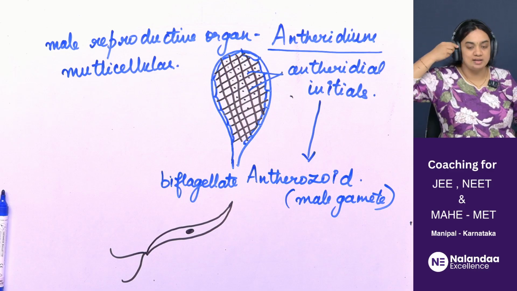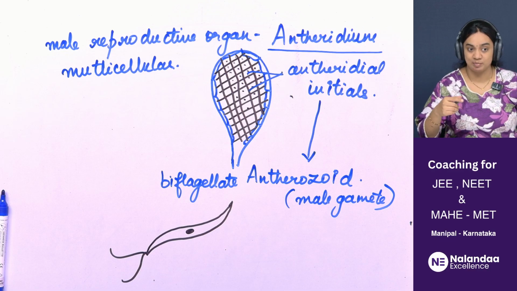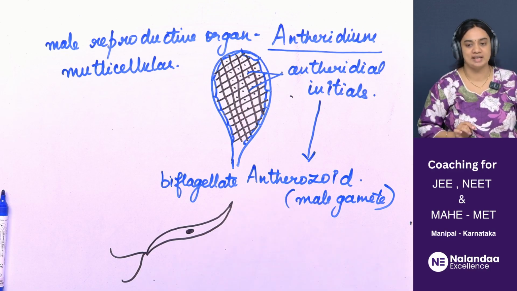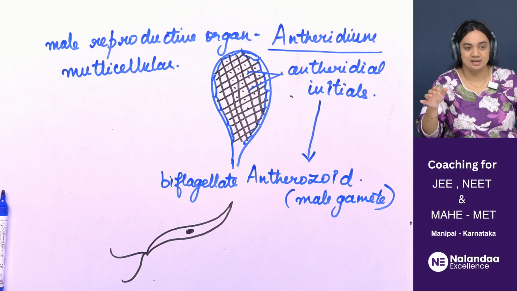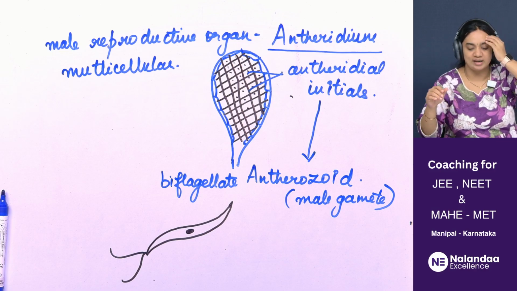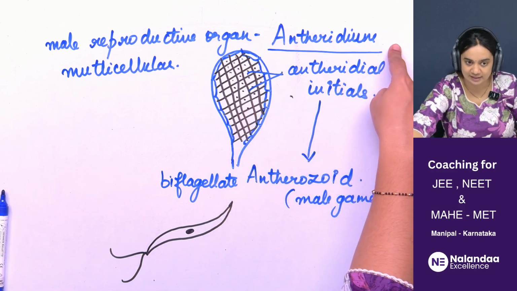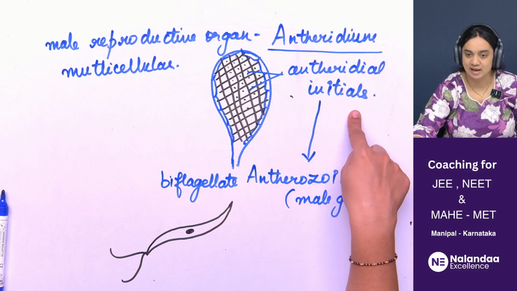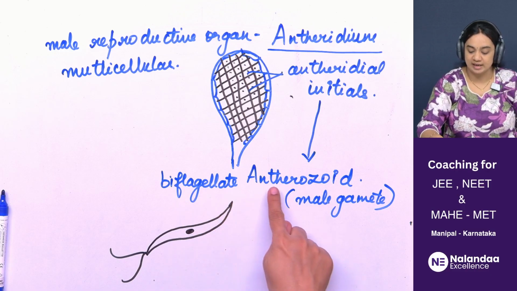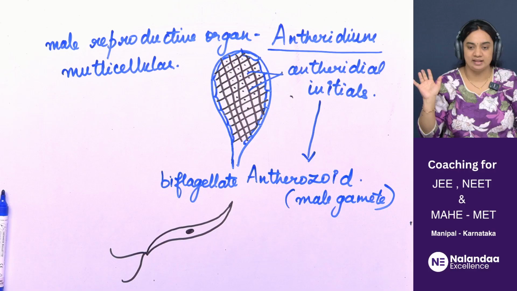So this is the biflagellate antherozoid, which means because it has flagella, it is capable of swimming through water, which is why it requires water for fertilization. So it cannot exist under dry conditions. So is this clear? The male reproductive organ is called antheridium. The antheridium has antheridial initials which will mature into a biflagellate antherozoid, which is the male gamete, and it looks like this. Clear?